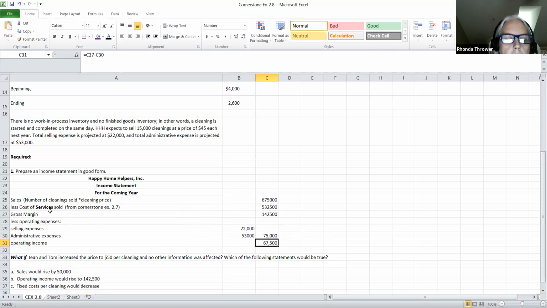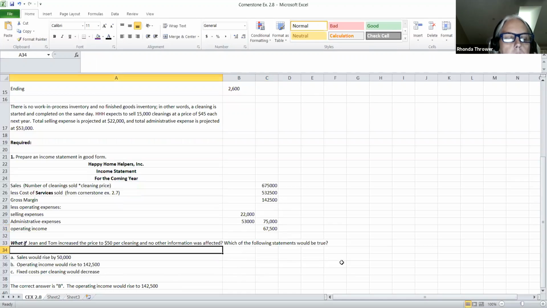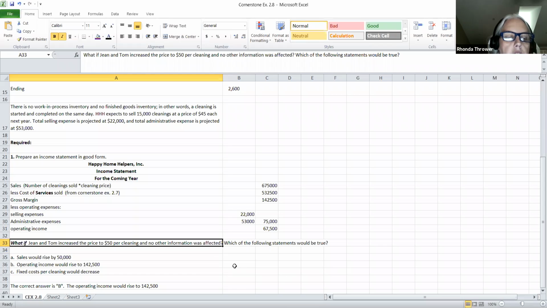Just your terminology has changed. It amounts to basically the same thing that we've been doing. There's also a what if analysis with this problem. What if Jean and Tom increased the price to $50 per cleaning, so no other information was affected? Which of the following statements would be true?